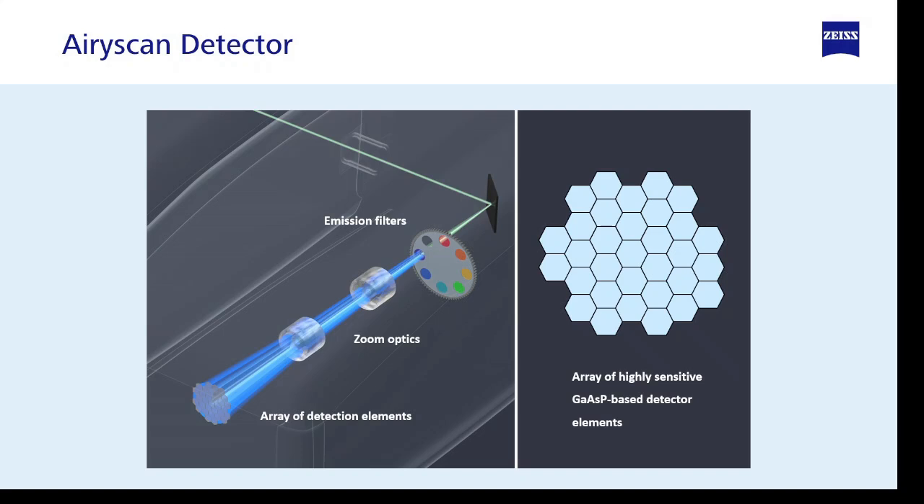I want to recap the Airyscan detector a little bit. Instead of using one GaAsP or one PMT as a detector to collect the signal, the Airyscan detector uses a 32-element GaAsP-based detector array to collect the signal.